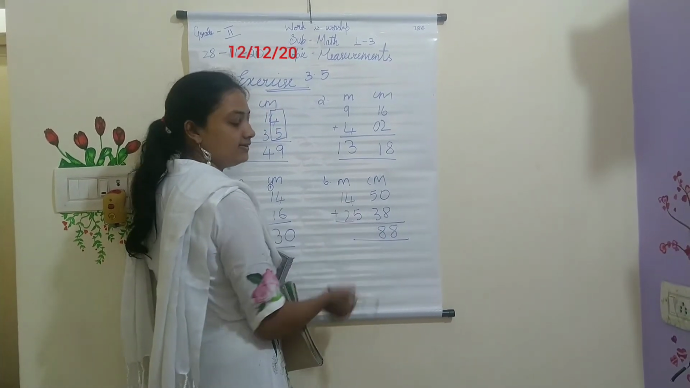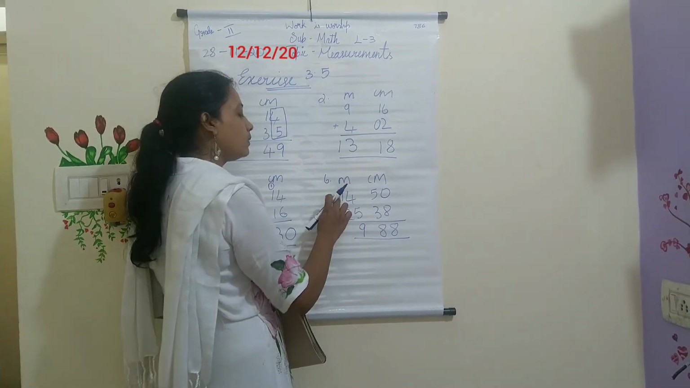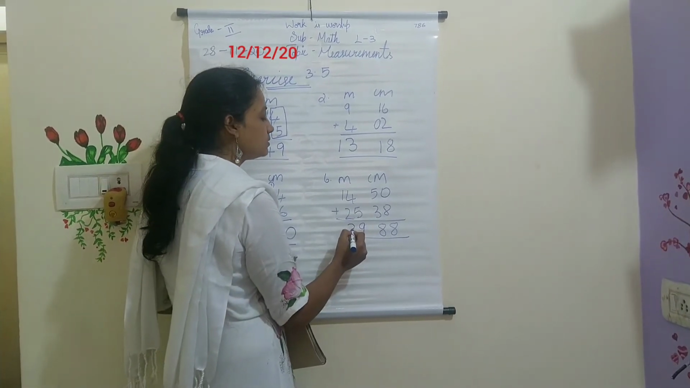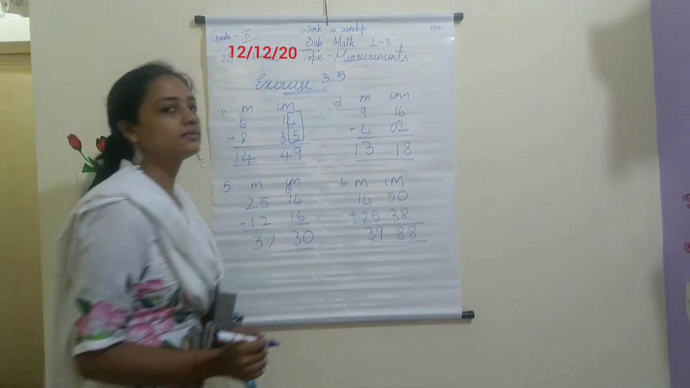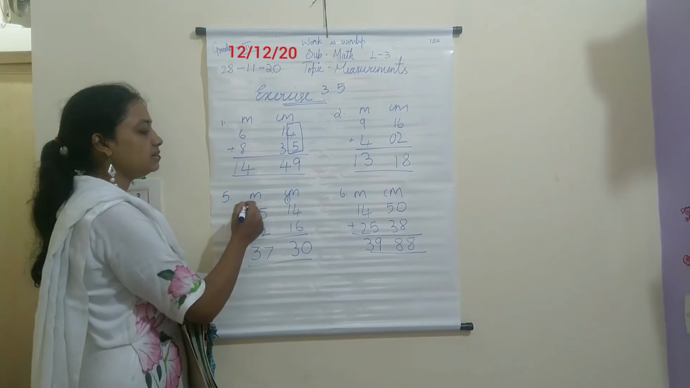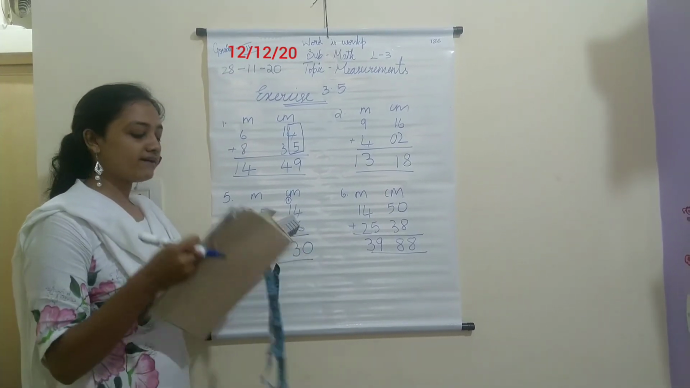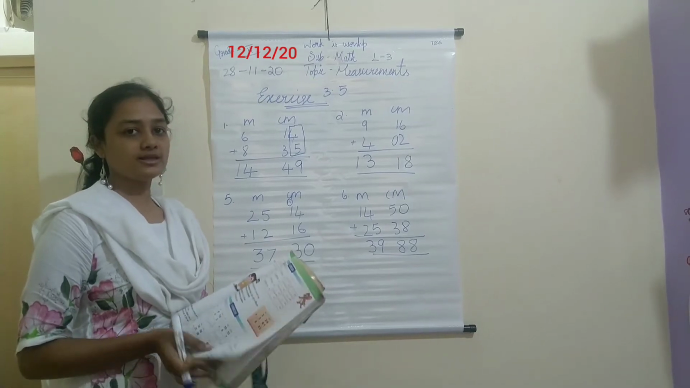4 plus 5, 9. 1 plus 2, 3. So this is how we add the numbers in meters and centimeters. The next exercise, we have to subtract the numbers.